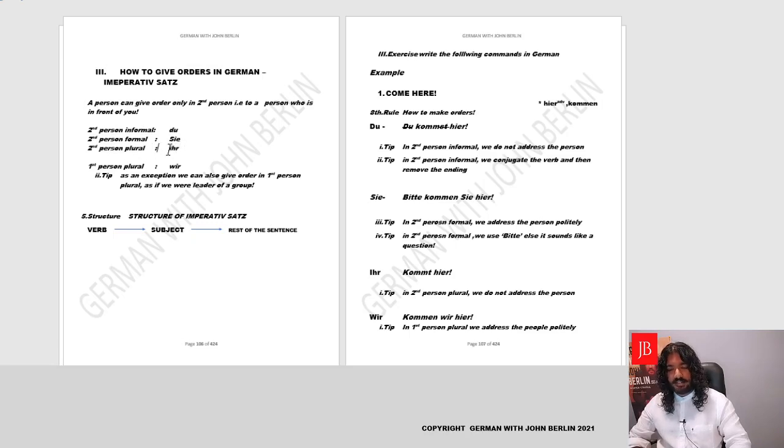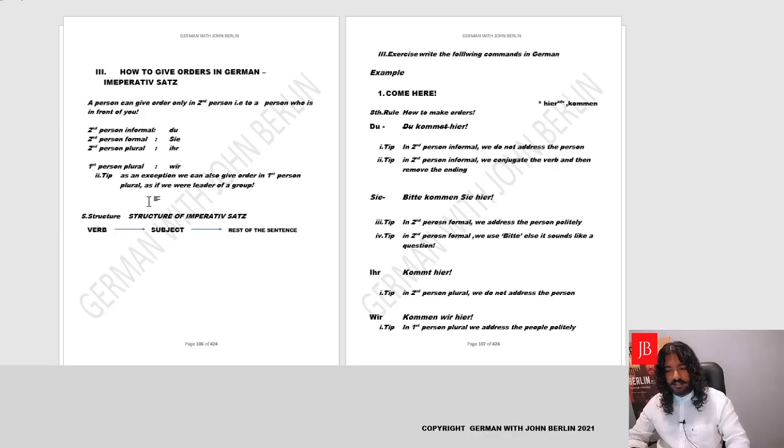Fantastic. So there is one exception to this rule. We can also give orders in first person plural. Let's assume you are the leader of a group and you are giving an order to the group that we can do this, you need to achieve the target. So these are orders in first person plural. So we'll be doing examples of all the orders in second person informal, formal, plural, and first person plural.